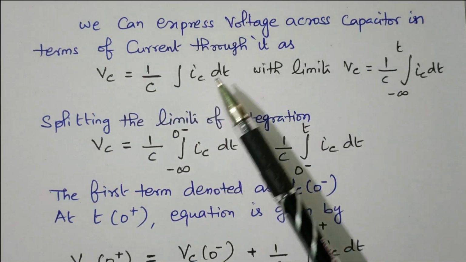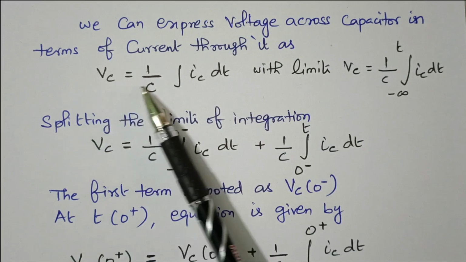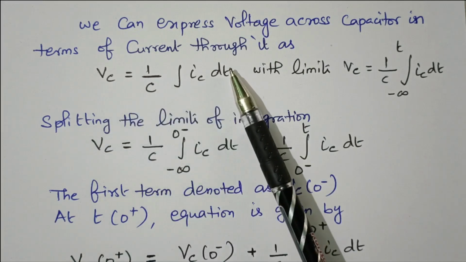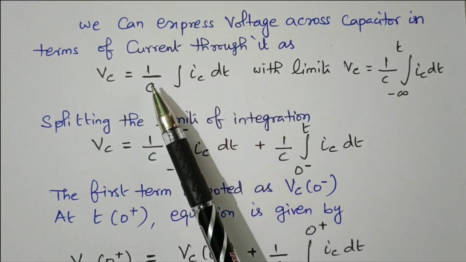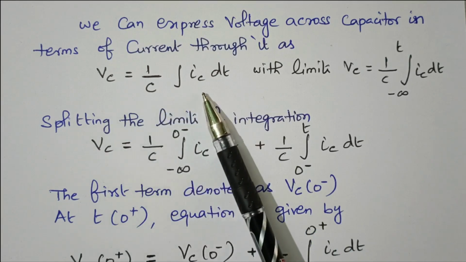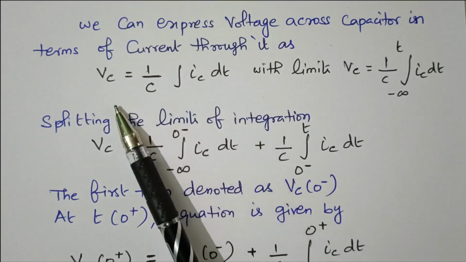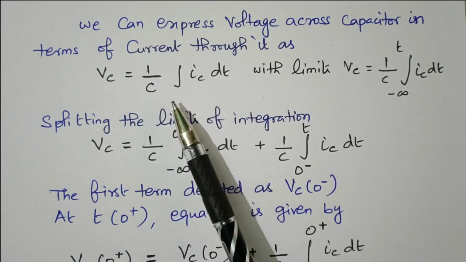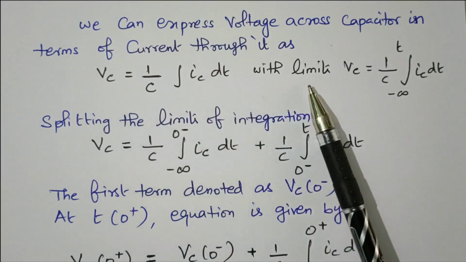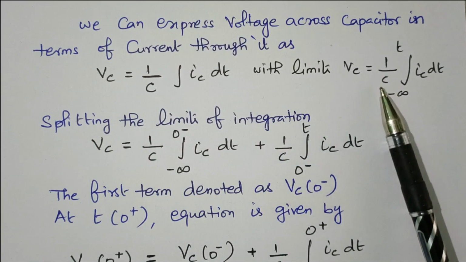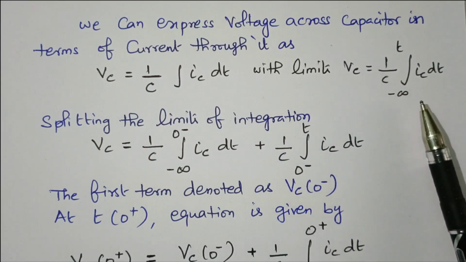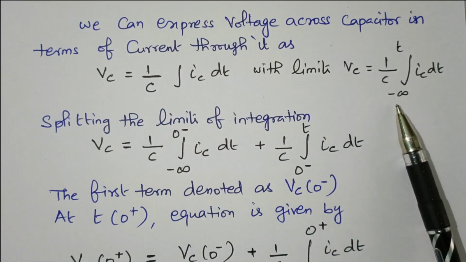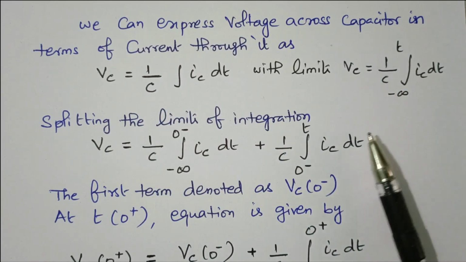Now we can express the voltage across the capacitor in terms of the current. Earlier we discussed the current through the capacitor, IC. By rearranging that equation, VC equal to 1 divided by C integral IC dt. With limits, VC equal to 1 divided by C integral from minus infinity to T of IC dt, right? So this is the charging from minus infinity to time T.